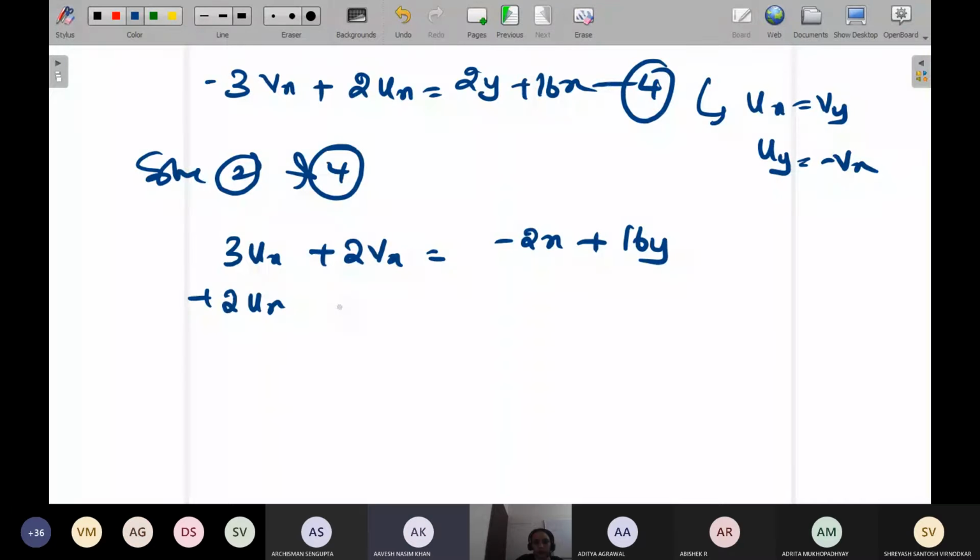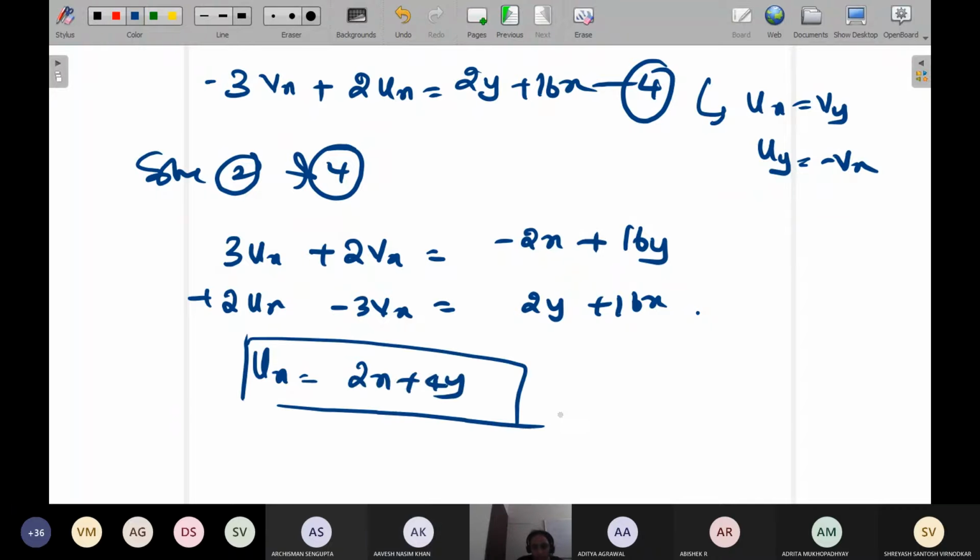Ma'am, ux is equal to 2x plus 4y. What is the value of ux? Ux equals 2x plus 4y. Very good. And what is vx? Minus 4x plus 2y. Perfect, minus 4x plus 2y.